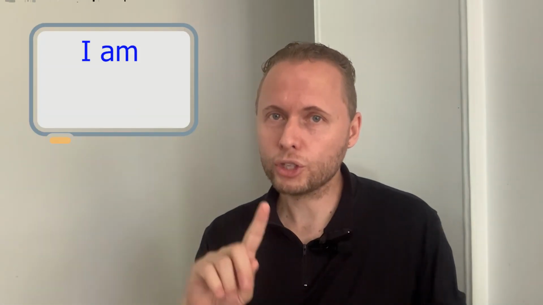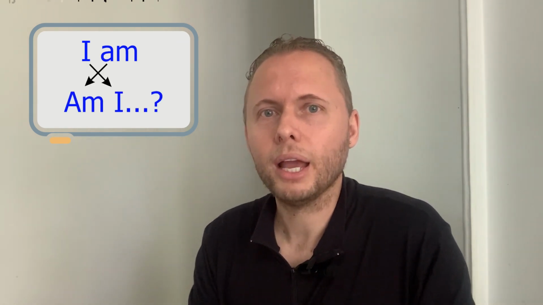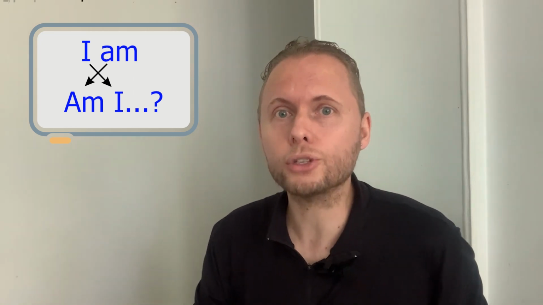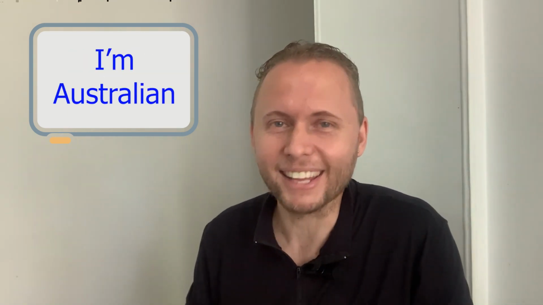Now, to form the question, it's very easy, but we have to make one change to the sentence structure. Instead of the affirmative, I am, you are, he is, etc., we simply change the order of the first two words. So, I am, change the word order, and it becomes am I. And then we can add more information to the question. Am I American? No, I'm not. I'm Australian.